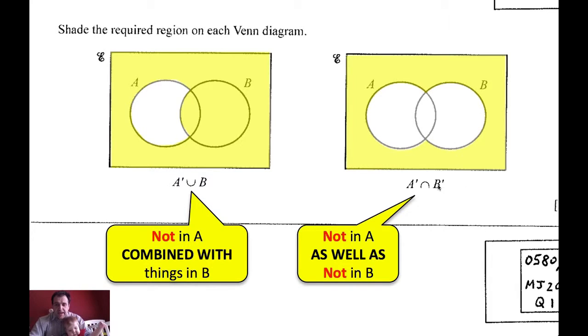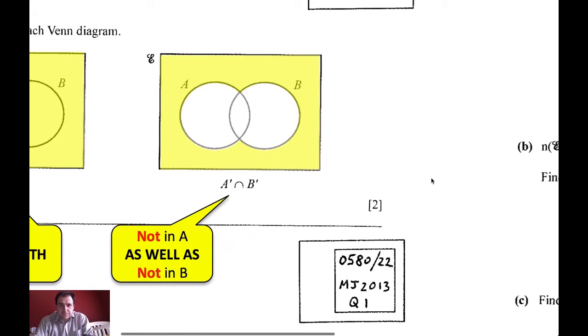And then this one, A dash intersection B dash. This is a bit like the last question. So A dash is everything outside A. B dash is everything outside B. And then the intersect sign means that it's got to satisfy both of those. So it's got to be not in A as well as not in B as well. Okay, so that's everything I've shaded yellow there. Next question.